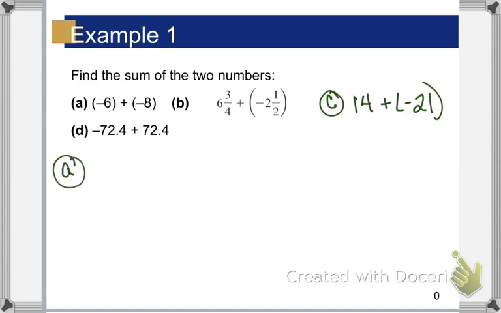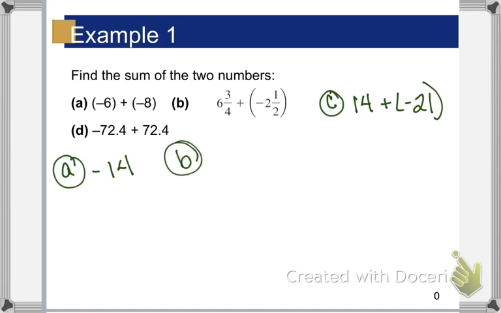Okay? So the absolute value of negative 6 is 6. The absolute value of negative 8 is 8. So I add those together. When both are negative, what's my answer? Negative. Okay, so negative 6 plus negative 8 is negative 14.